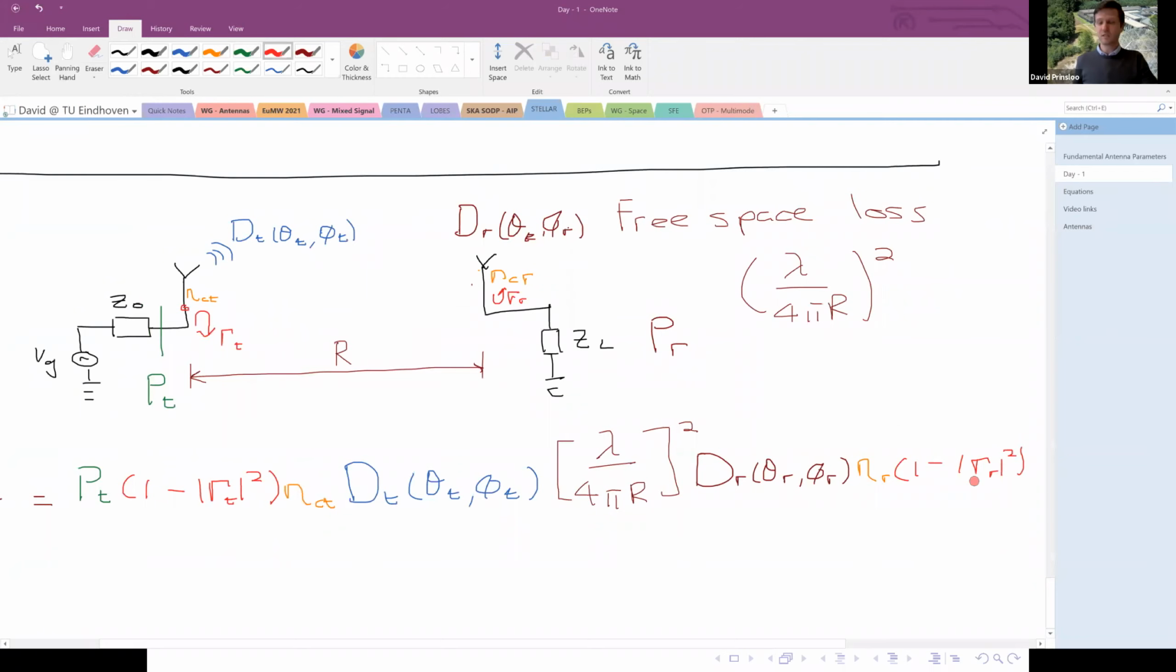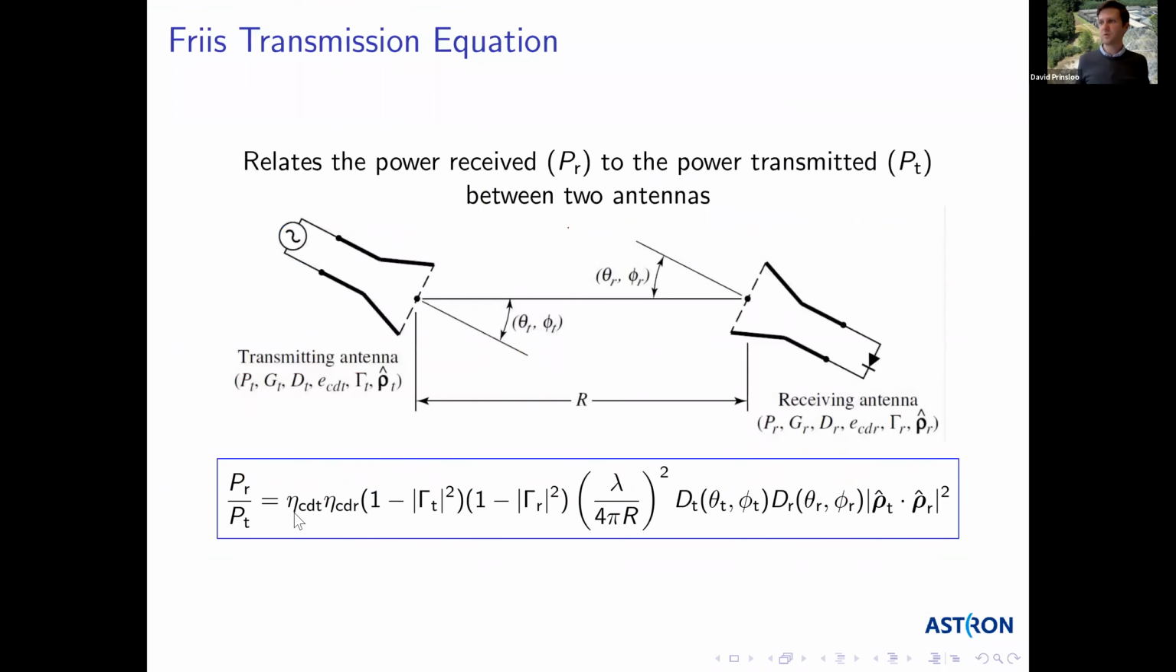And that in essence is exactly what is written here. We have conduction losses on both sides, mismatch losses on both sides, the free space loss is accounted for, and the directivity of both antennas amplifies the signal. The last term here is a polarization mismatch term, which is just a dot product between the two polarizations. If they are perfectly aligned with one another, that just becomes unity, or one. If they're cross-polarized, then this entire term goes to zero or nearly zero, meaning you receive no power.